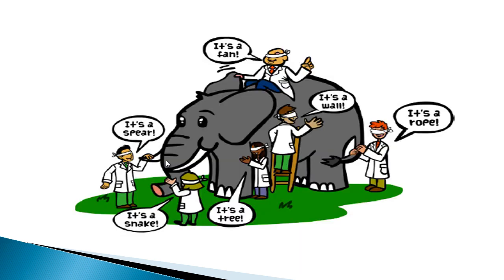Here is another picture. If you look at all these different guys who are blindfolded and holding something in their hands. So for example, the guy sitting on the top is saying that this is a fan. The guy who's standing in front and holding the tusk says it's a spear. And the guy who's holding the trunk is saying it's a snake. The guy who's holding the leg is saying it's a tree. The guy holding the main body part is saying it's a wall. And the guy who's holding the tail is saying it's a rope.